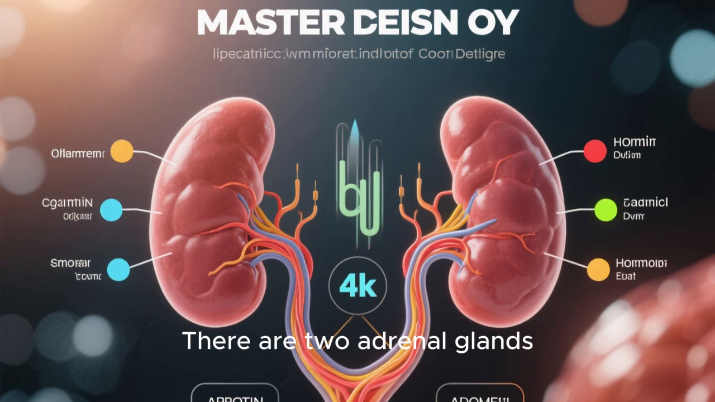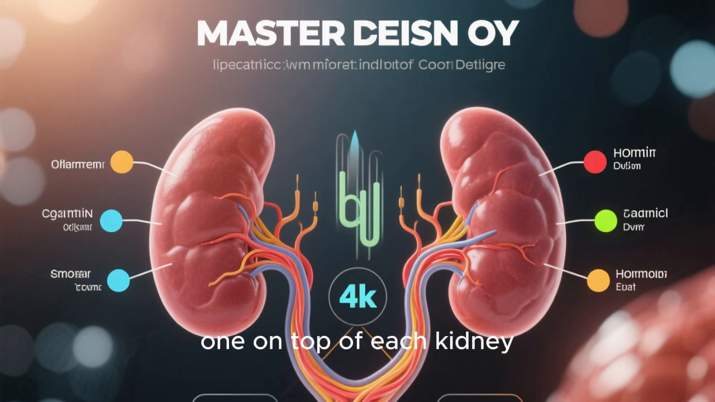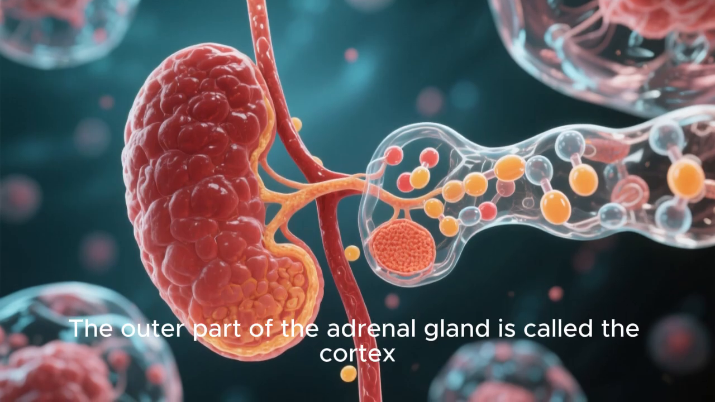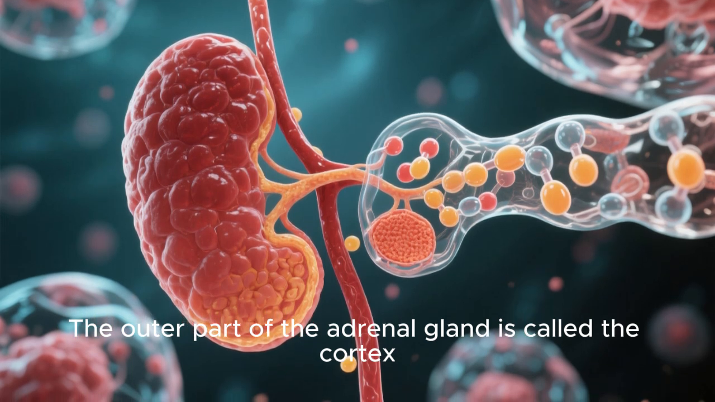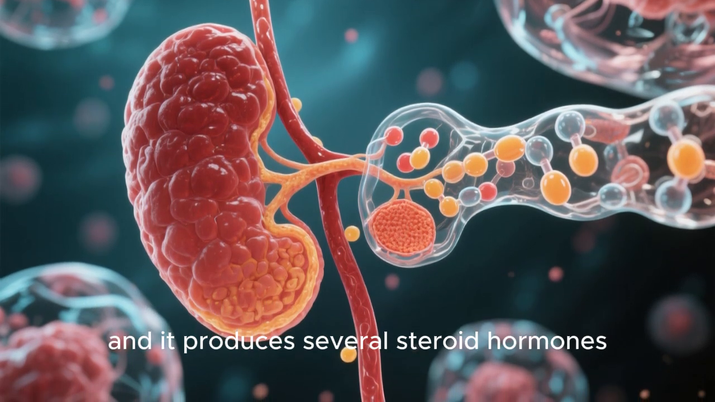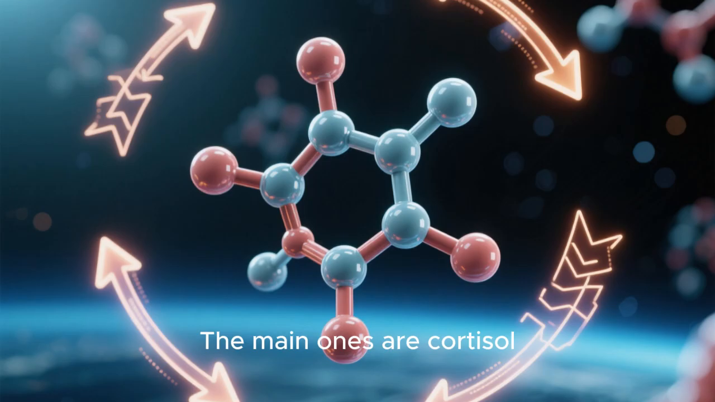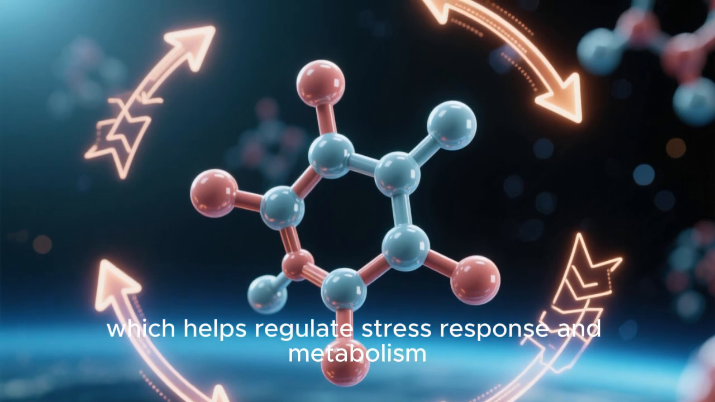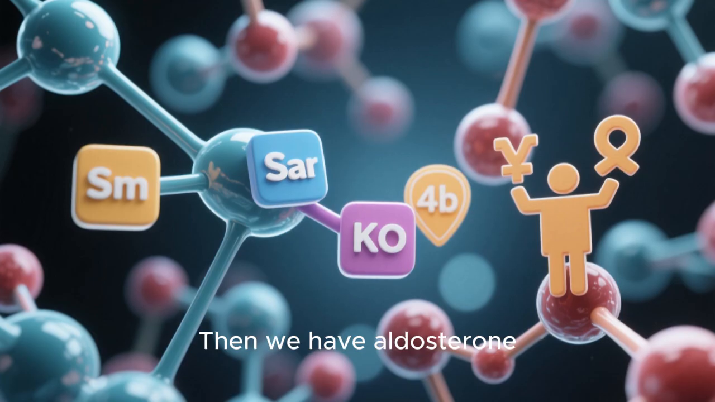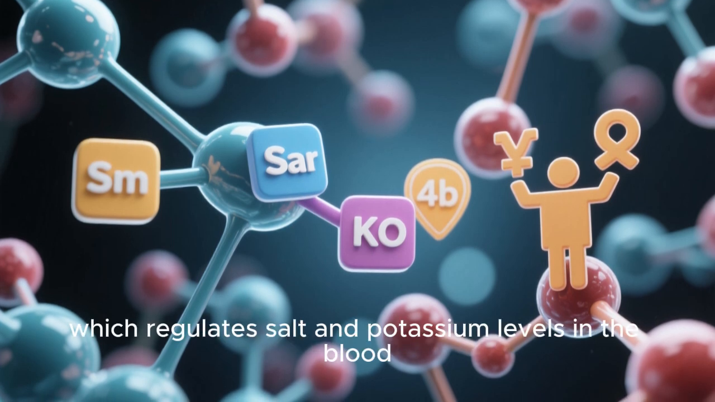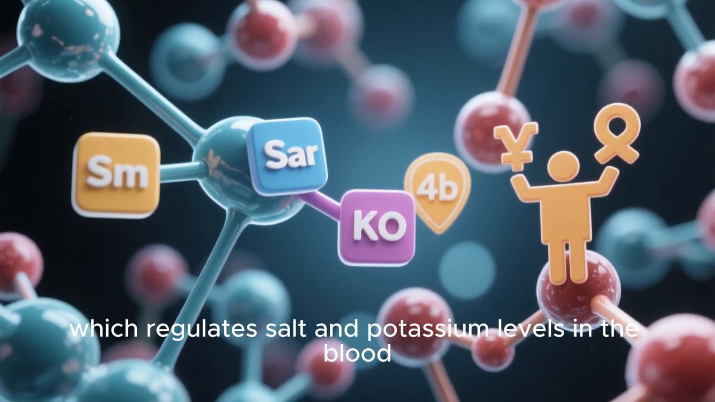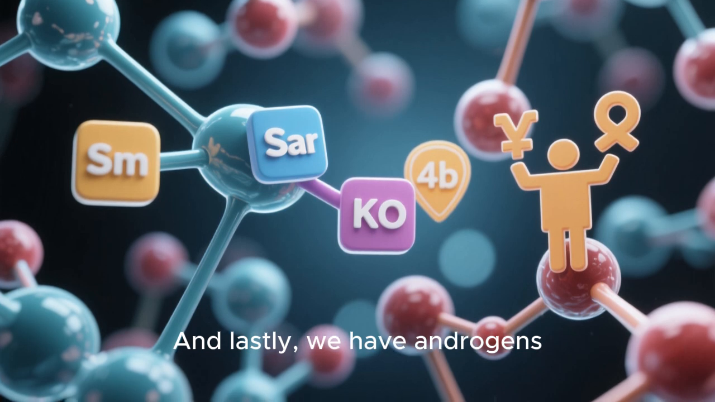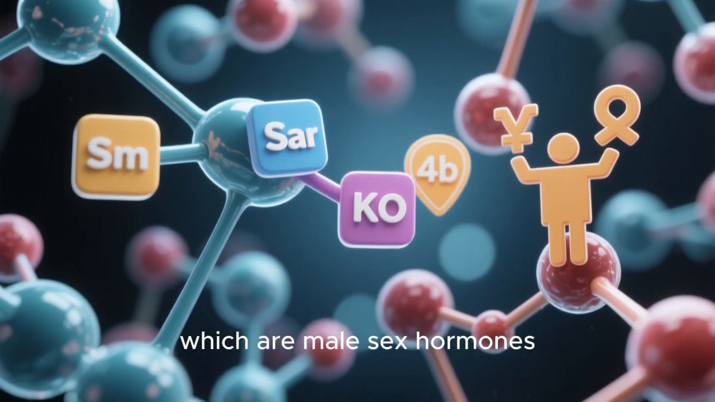There are two adrenal glands, one on top of each kidney, and they produce several hormones. The outer part of the adrenal gland is called the cortex, and it produces several steroid hormones. The main ones are cortisol, which helps regulate stress response and metabolism. Then we have aldosterone, which regulates salt and potassium levels in the blood. And lastly, we have androgens, which are male sex hormones.